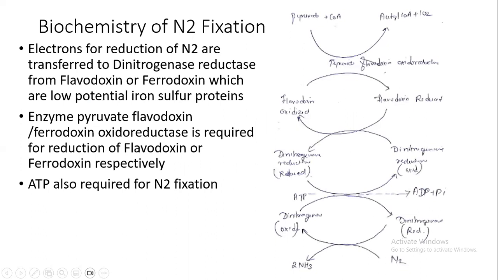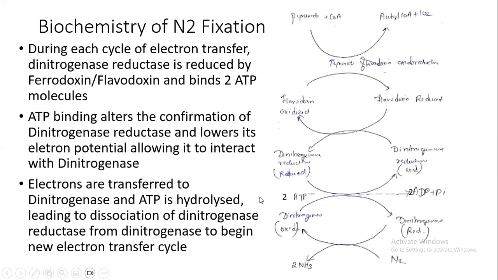Coming to the biochemistry of nitrogen fixation process, the electrons for the reduction of nitrogen are transferred by dinitrogenase reductase, and are further transferred to dinitrogenase. And here the reduced form of flavodoxin or ferredoxin will provide the required electrons for the reduction process. ATP also is required for the nitrogen fixation process. So during each cycle of electron transfer, the dinitrogenase reductase is reduced by either flavodoxin or ferredoxin molecules, and then it binds to two molecules of ATP. ATP binding changes the conformation of dinitrogenase reductase such that there is increased affinity of the subunit for the dinitrogenase subunit. As a result, the two will be associated with each other.